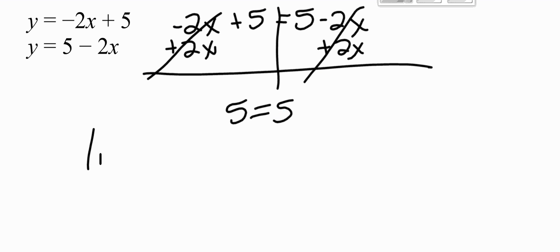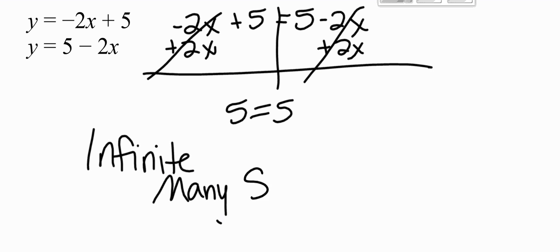So that tells me it's going to be infinitely many solutions. When a number equals itself, that's how you know it's infinitely many solutions. If the number equals another number, it's no solution.